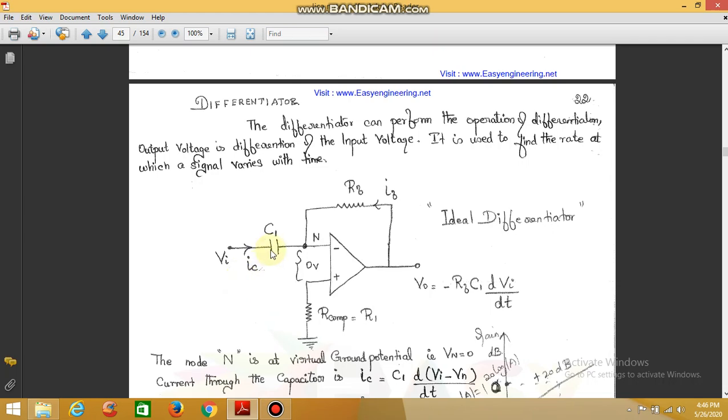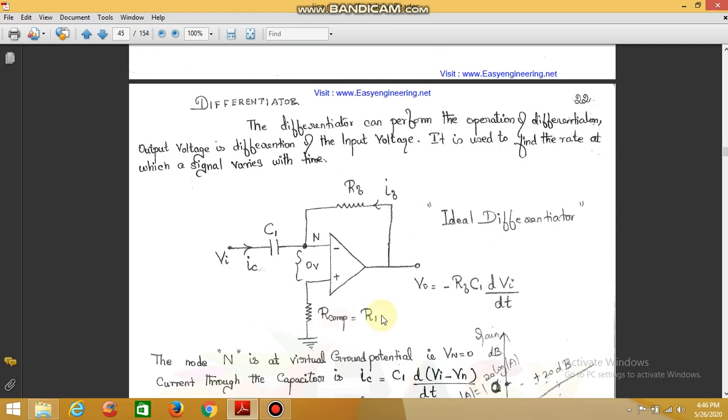In the inverting amplifier you have to make only one change. The resistor R1 is replaced with the capacitor C1. When you replace R1 with C1, you get the circuit of the differentiator. And for compensation purposes you can use a compensating resistor, and that value can be considered as R1.